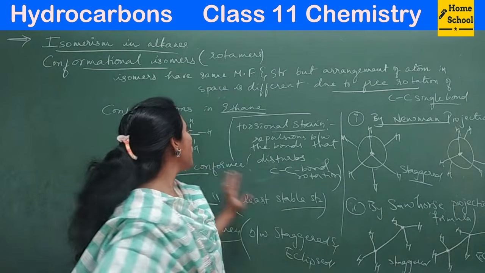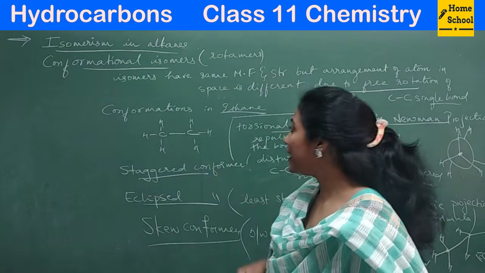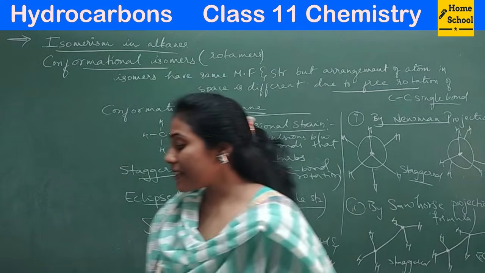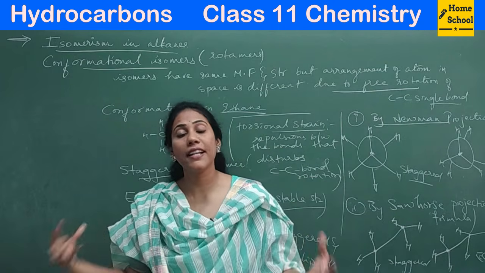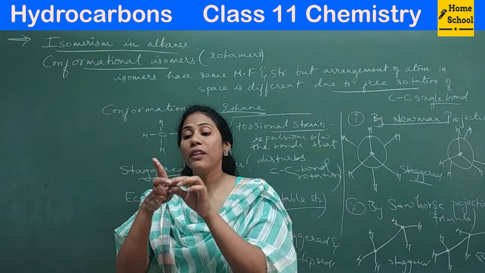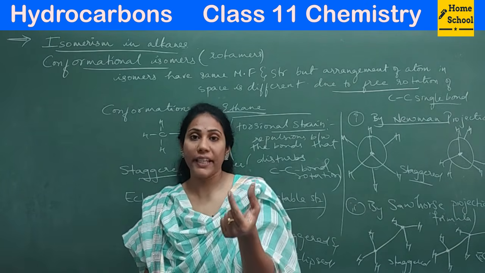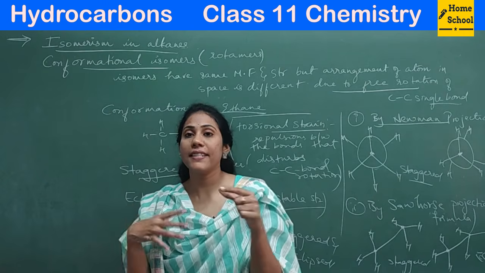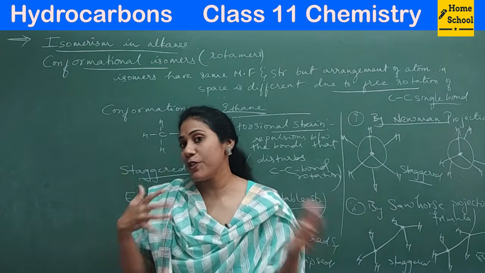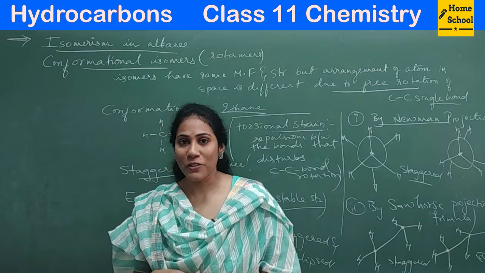So this is all about the staggered and eclipsed conformers of ethane, guys. This is one of the special isomerisms you will observe in alkanes. So why is this isomerism observed? It's all because the C-C bond is freely rotated, so the arrangement of atoms in space becomes different. That leads to the formation of so many conformational isomers.